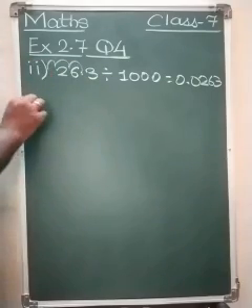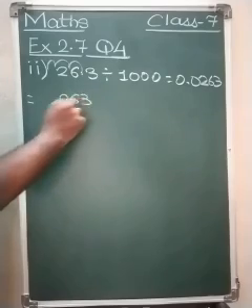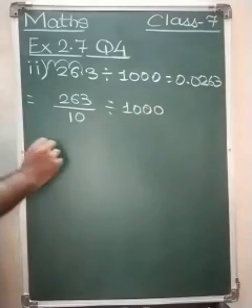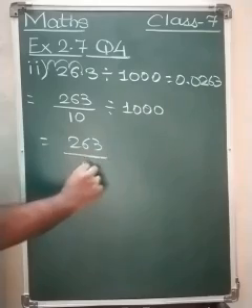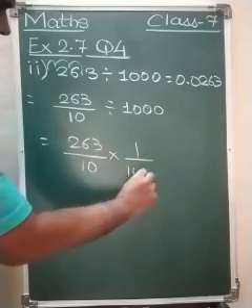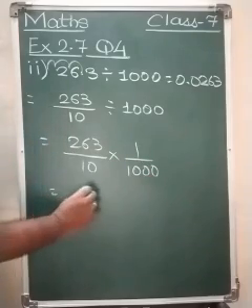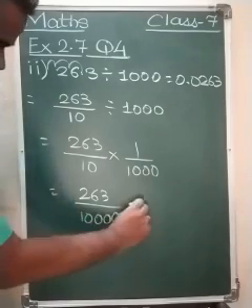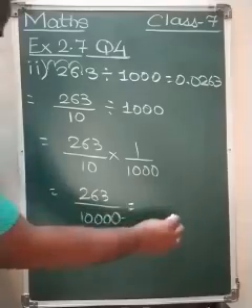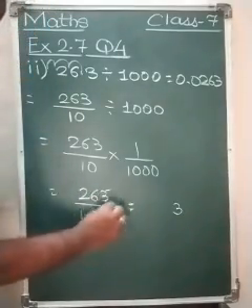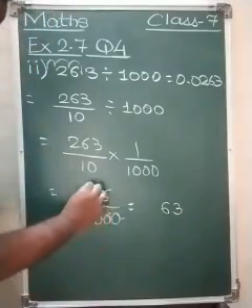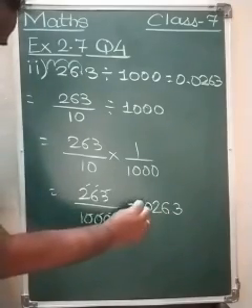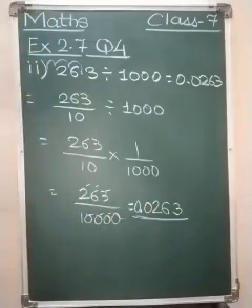Okay, so let us see. 263 upon 10 divided by 1000. So this equals 263 upon 10 multiplied by 1 upon 1000. So this equals 263 upon 10,000. So for this 0, 3, for this 0, 6, for this 0, 2, for this 0, no number, so 0, 1 comes, decimal point, 0.0263, and the answer is there.